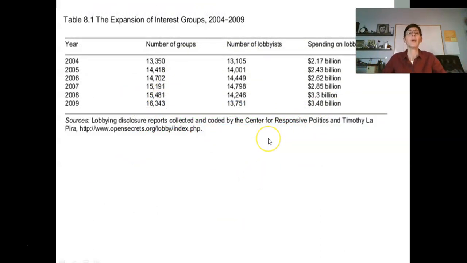Okay, here we go. Now, if you're looking at expansion, you also have to look at how many lobbyists they have and how much they're spending. So number of groups, number of lobbyists versus the billions of dollars they're spending. So in just 5 short years, from 2004 to 2009, we spend an additional almost $1.5 billion on lobbying by interest groups. So that's a significant amount of money. That's a lot.